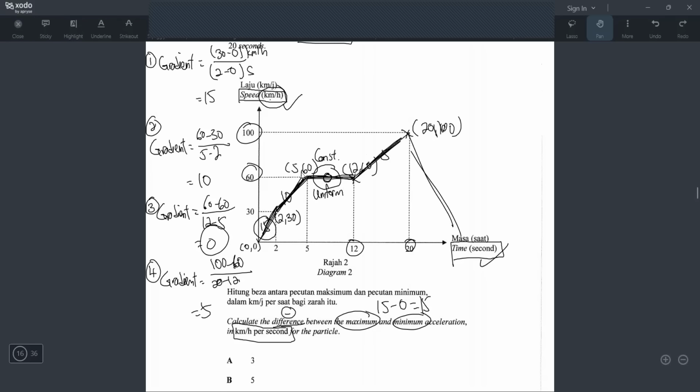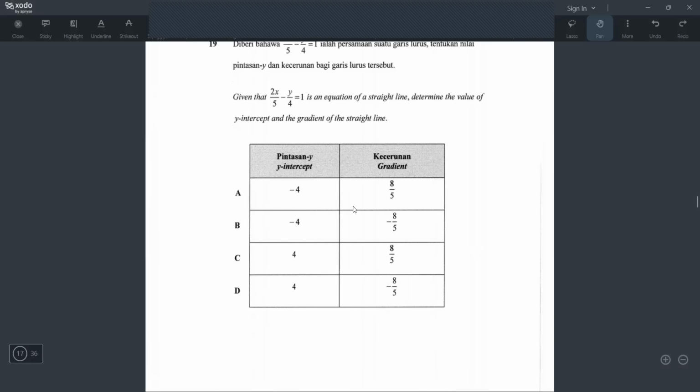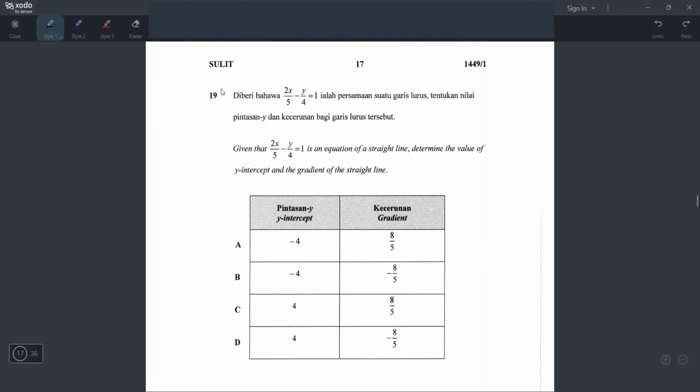But this one, this line, the speed is constant over time. Okay? The speed never changes. Right? That's why there's no acceleration. Okay? Hope you understand. Okay, number 19.